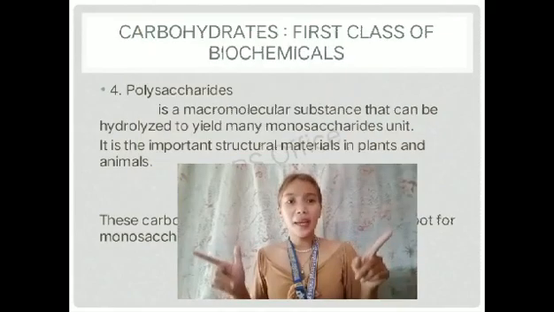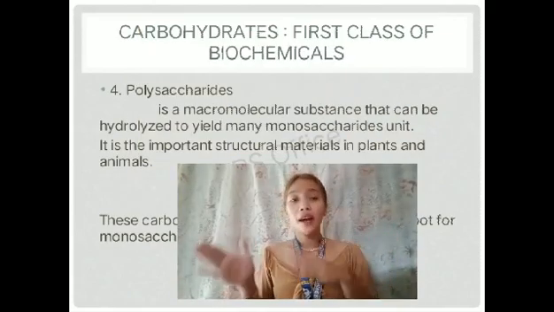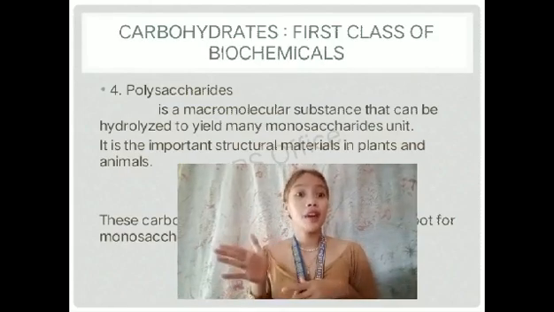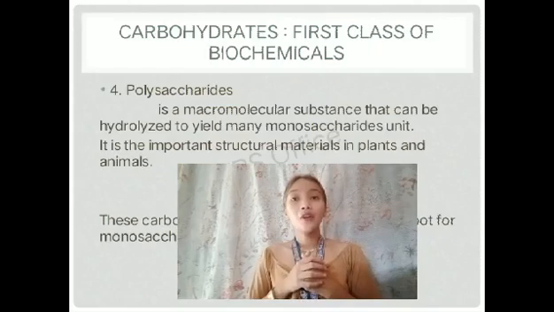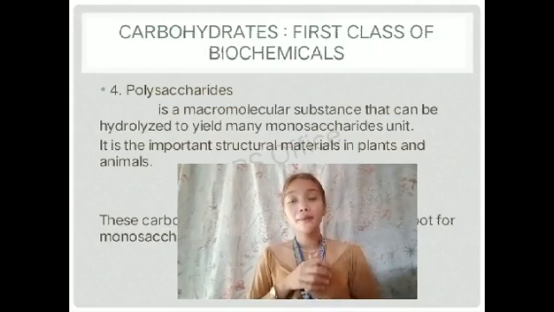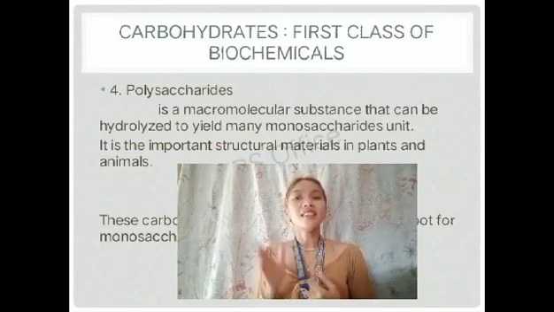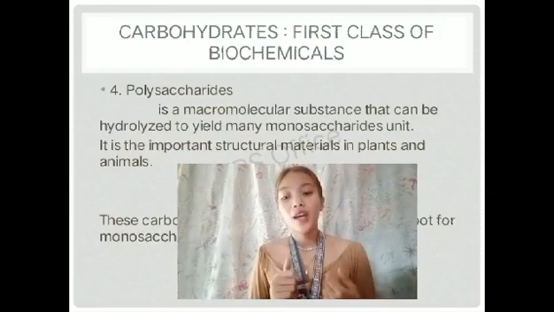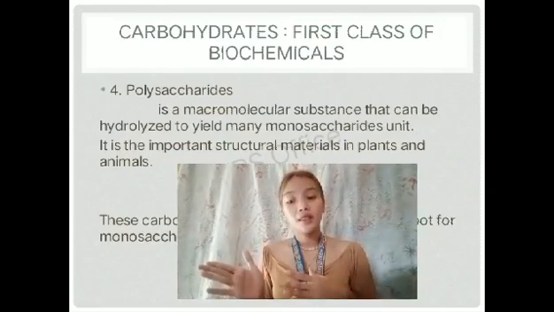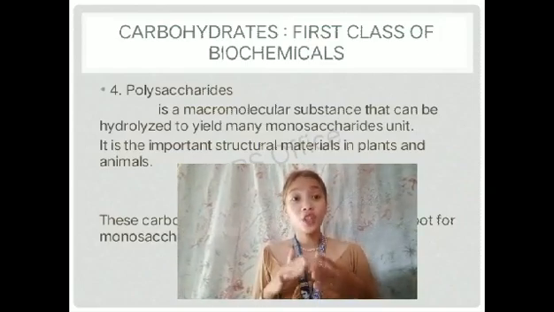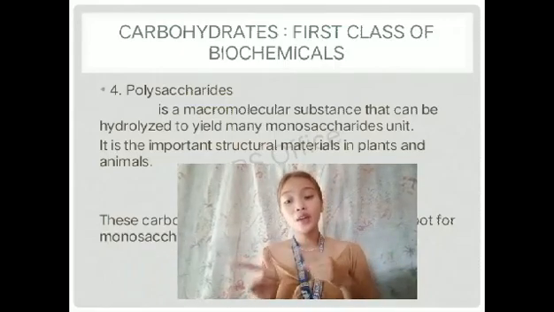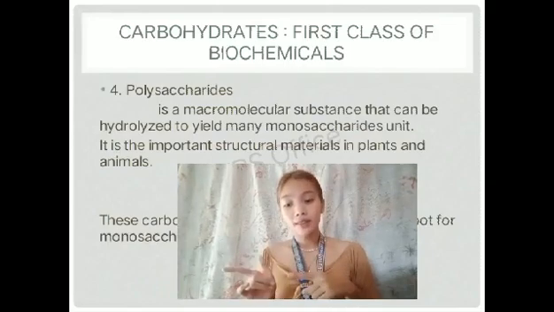The last type of carbohydrate is called polysaccharides. Let me define it. It is a macromolecular substance that can be hydrolyzed to yield many monosaccharide units. It is an important structural material in plants and animals. Polysaccharides are long chains of monosaccharides linked by glycosidic bonds.